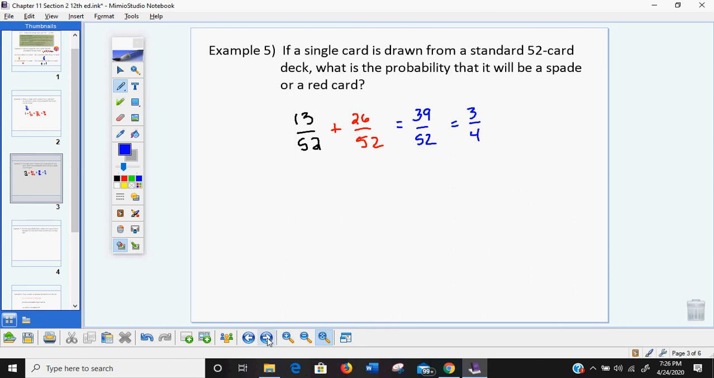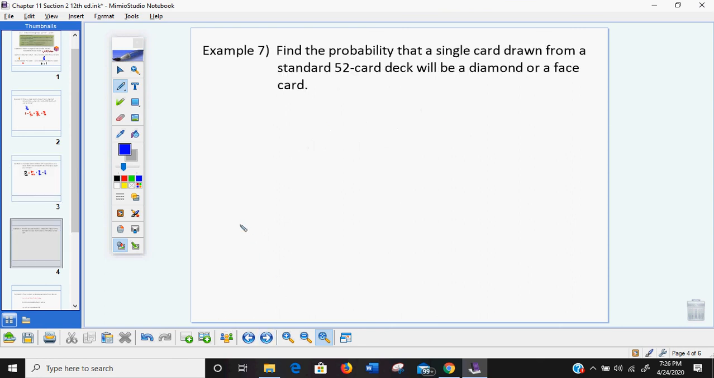Let's try one more of these. This one says, find the probability that a single card drawn from a standard deck will be a diamond or a face card. Well, let's start with diamonds. We have 13 that are diamonds, so 13 out of 52 are diamonds. Now let's talk about how many face cards. Remember when it says or, you're adding. I'm not sure I mentioned that in the last example, but when you see or, that means you're adding these up.